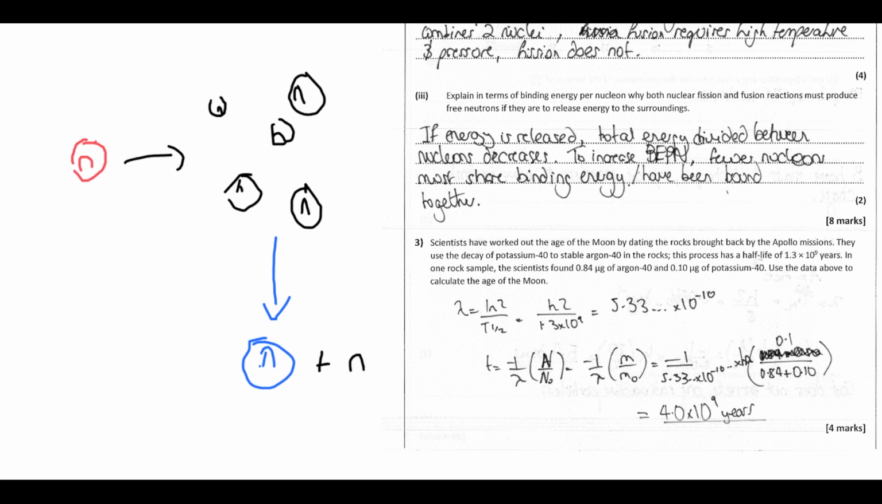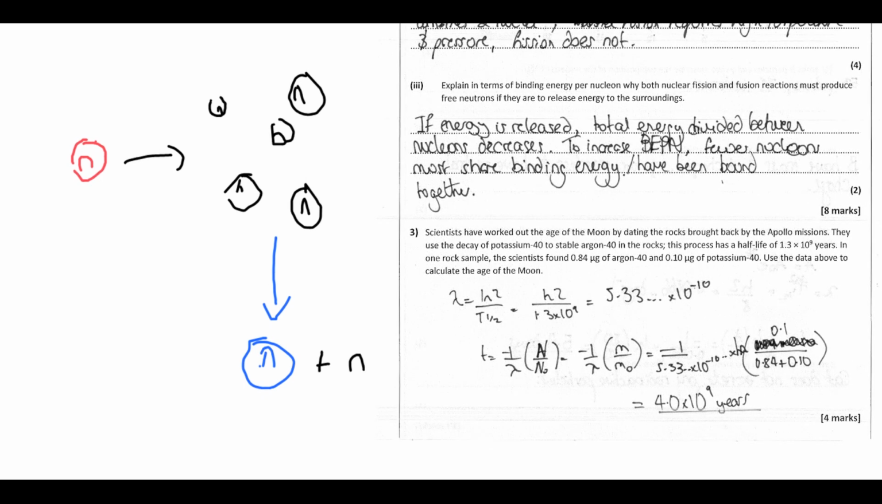Okay, so then let's have a look at question 3. Scientists have worked out the age of the moon by dating some rocks brought back from the Apollo missions. We've got potassium decaying into argon. Both of them have a nucleon number of 40, so we'll have pretty much the same mass.